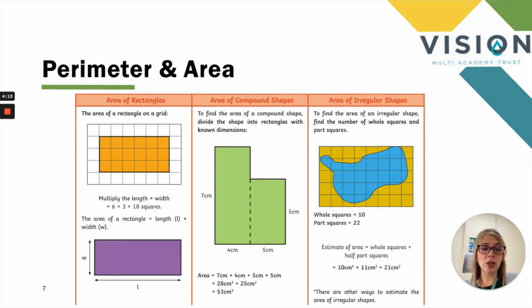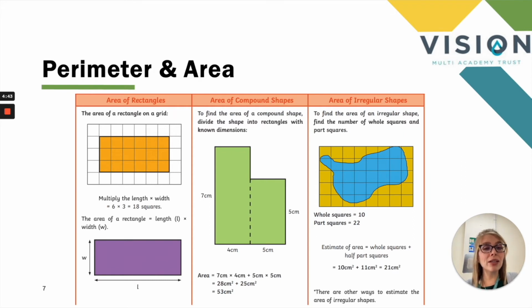width. Now when we're looking in the middle part at the area of compound shapes, we need to divide the shape into 2 rectangles or more with known dimensions. So looking on here, we've split this into 2 rectangles. Rectangle A is 7 centimetres multiplied by 4. Rectangle B, 5 centimetres multiplied by 5, which gives us the total of 53 centimetres squared. Now it's important that when we are measuring area, we put the squared at the end.